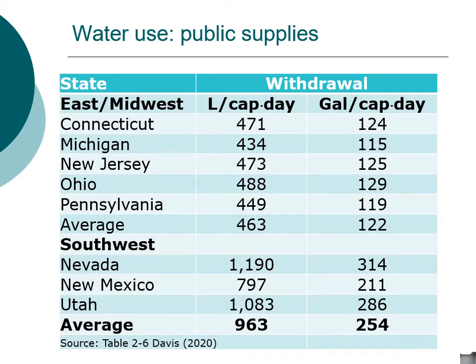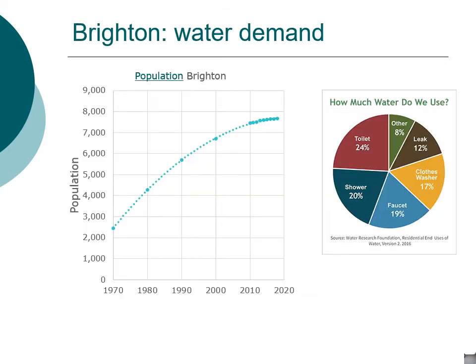As I mentioned, this is actually a table from your textbook. It's table 2-6. I added water usage in gallons, and you can see that in the North and Midwest, typically it's 122, so it's about 120 gallons per person per day, and it's roughly twice that if we look at the Southwest.